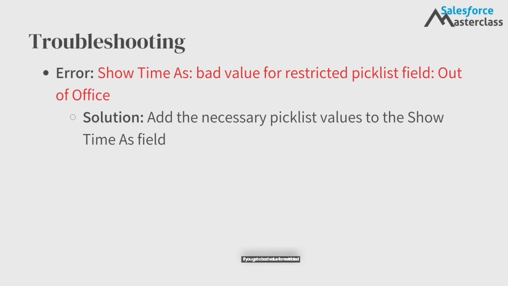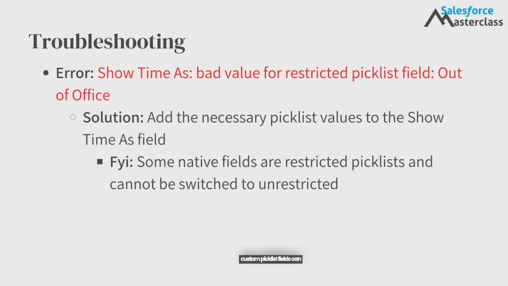If you get a bad value for a restricted picklist field error, you need to go to the field, add the values from your file, and insert again. FYI, custom picklist fields can be changed from restricted to unrestricted, so you have the option to change it for a data load and then go back and restrict it again after the load is complete. Some native fields don't look restricted, but are and cannot be made unrestricted, so you will have to add the applicable picklist values in order to proceed with setting them.